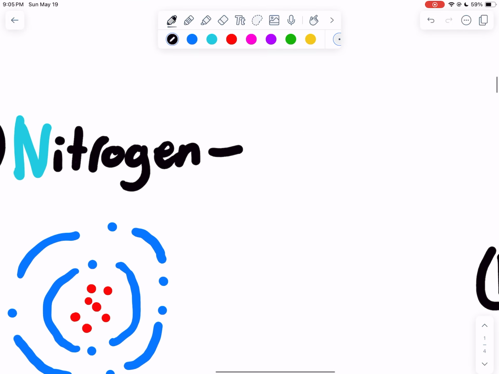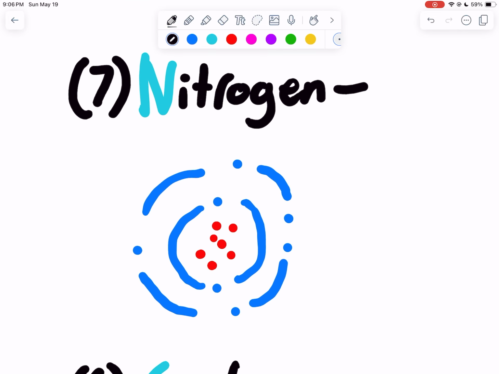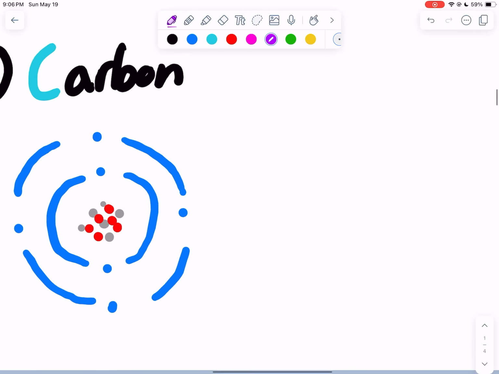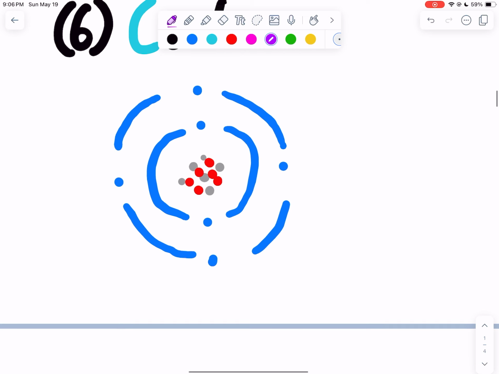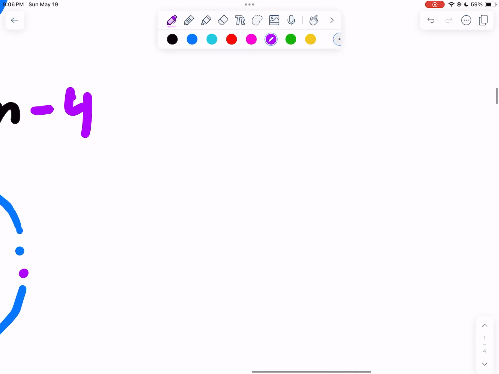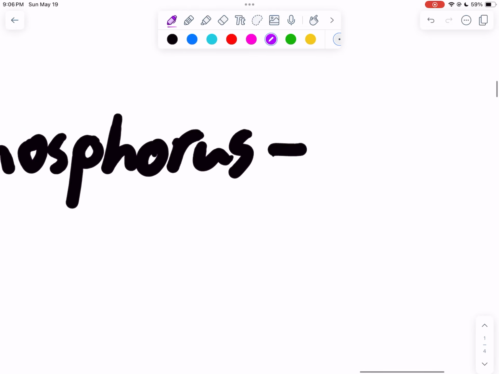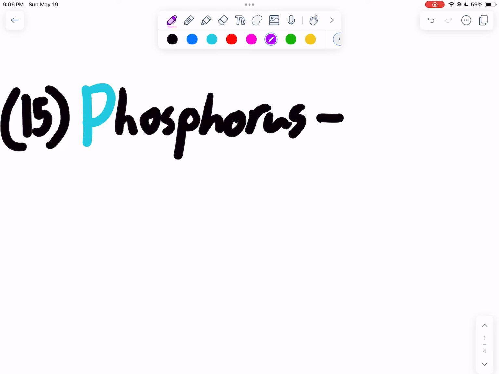Over here, nitrogen wants to make 3 to fill its shell. Carbon, as we talked about, wants to make 4. And then over here, phosphorus. Phosphorus is complicated, so I didn't draw it out, and it has a different reason as to why it makes extra bonds despite its valence shell. It's a whole chemistry thing, but essentially what you need to know is phosphorus makes 5 bonds.